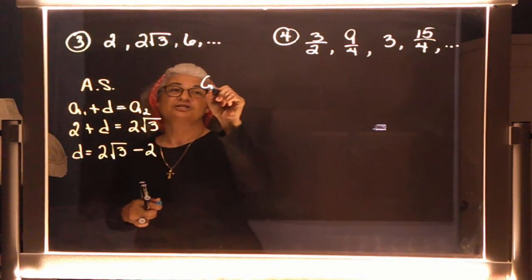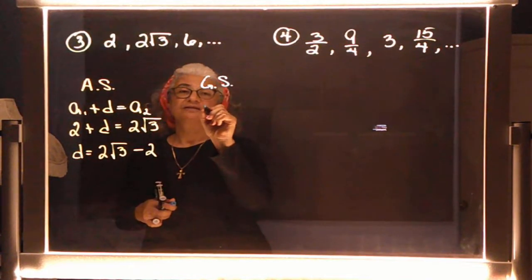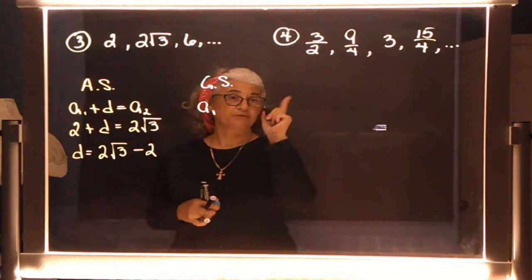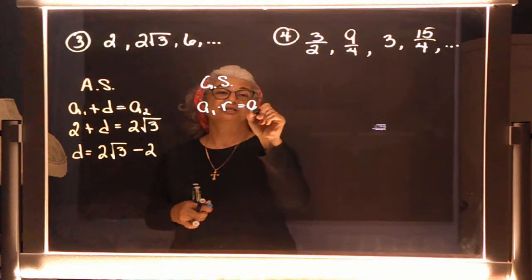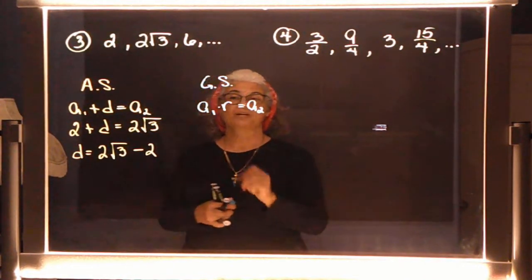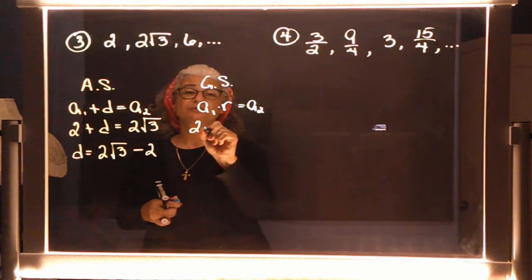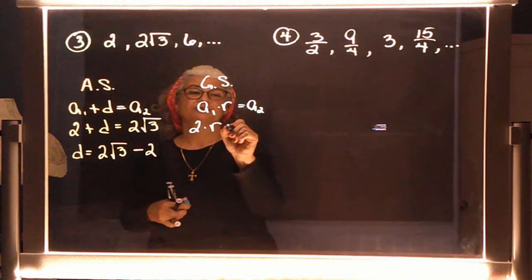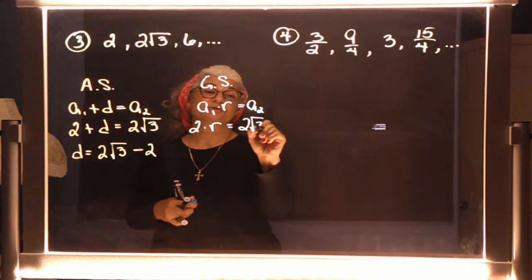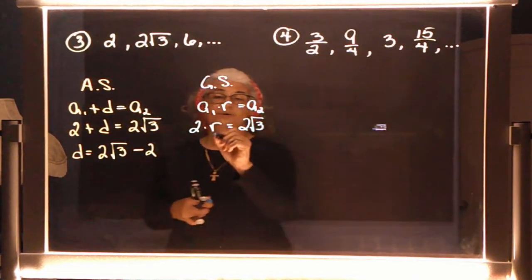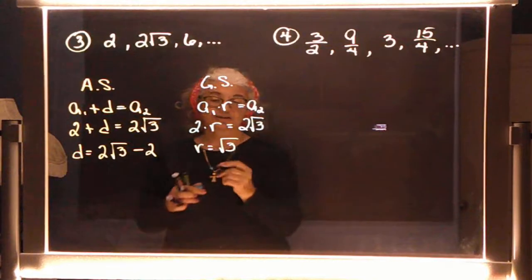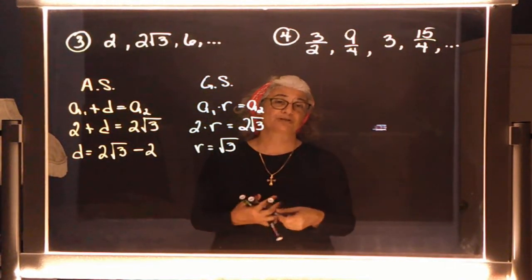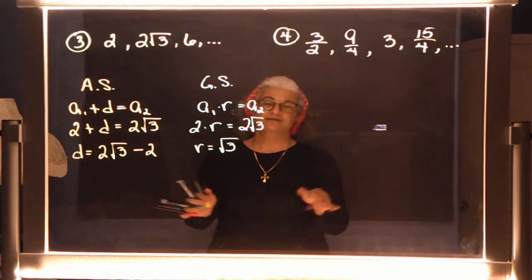Okay, let's see if it's geometric. So again, first term, but for geometric you're going to multiply by that common ratio, and it should give you term number 2. So first term is 2, don't know the common ratio, and the second term is 2 square root of 3. When I solve for r, I divide both sides by 2, I just get the common ratio of square root of 3. Alright, so let's look.